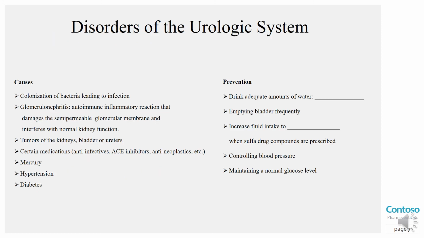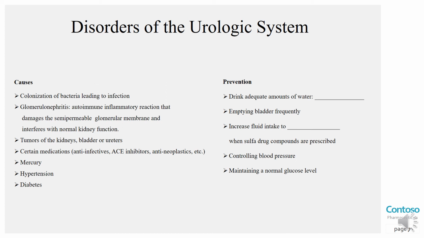So different causes of disorders of the urologic system can include bacteria that can colonize in the kidney or even the bladder, leading to infection. Then we have different autoimmune inflammatory reactions that can occur that result in glomerulonephritis, which damages the semi-permeable glomerular membrane and interferes with normal kidney functions.